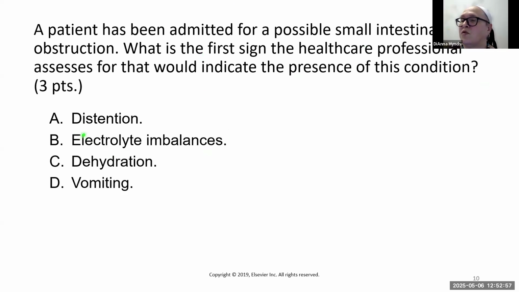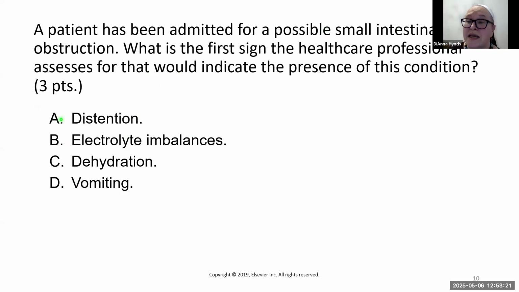So are you going to look for distension? Are you going to look for electrolyte imbalances? Are you going to look for dehydration? Or are you going to look for vomiting? And so what is the best answer? What is the thing that you would consider to be the first sign of a small intestine obstruction?